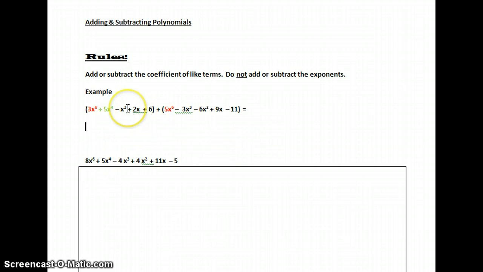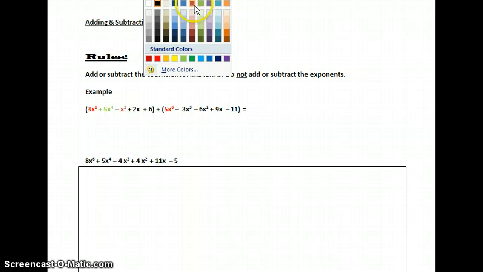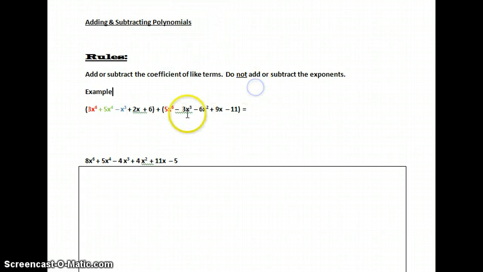Now I go for my x to the thirds. I've got minus 3x to the third on the left side. Let's color that blue. And minus 3x to the third on the right side. So that's negative 1 subtract 3, which is negative 1 plus negative 3, which gives me negative 4x to the third. Now my x to the second, you see I've got minus 6x to the second, and that doesn't change. Sorry, I had a 4 there by accident. So I just bring it down.